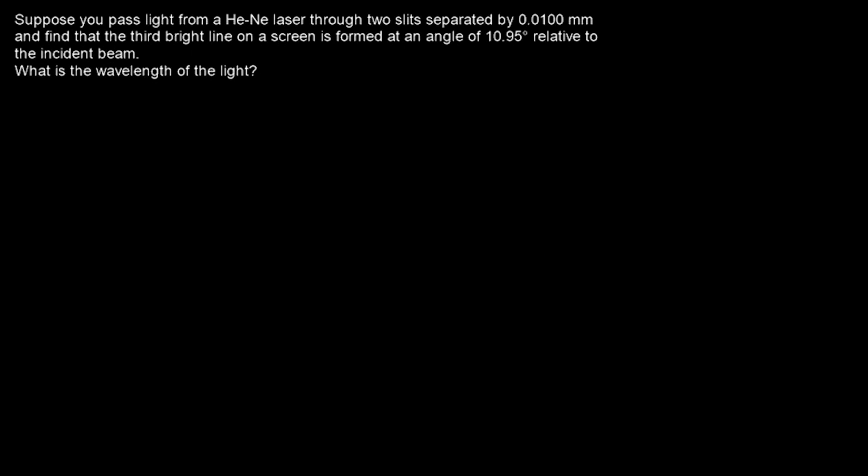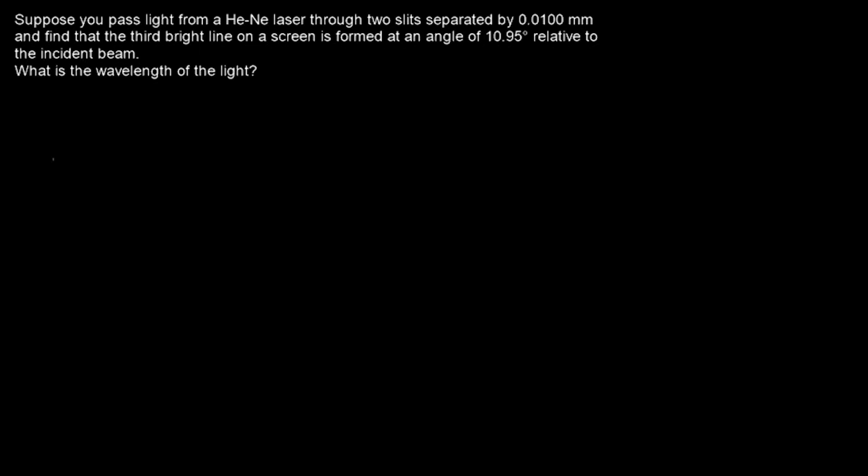Let's try another example now with a little bit of different information. So we're going to end up using a different equation, of course. We're going to pass light from a helium neon laser through two slits that are separated by 0.01 millimeters, and we find a third bright line on the screen which forms an angle of 10.95 relative to the incident beam. That means relative to m equals 0. What's the wavelength of light?